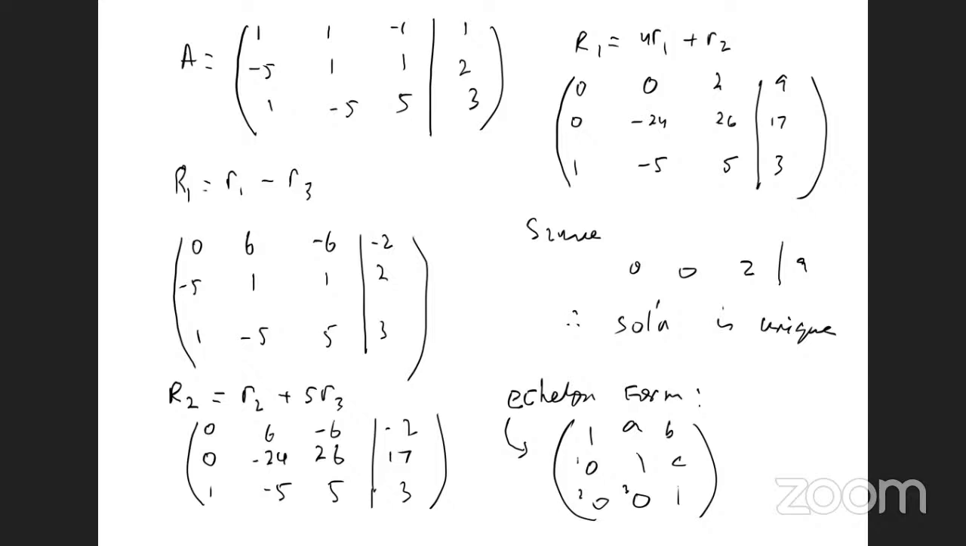So let's say given something like this. Let's say I gave you something like this: 2, 1, 2, 1, 0, minus 1, 3, 1, 4, augmented with 1, 0, 0, 0, 1, 0, 0, 0, 1. How do you perform row reduction to find the inverse? So let's call this A.